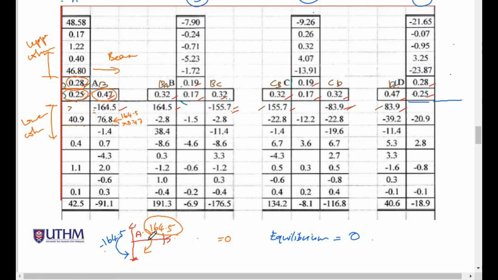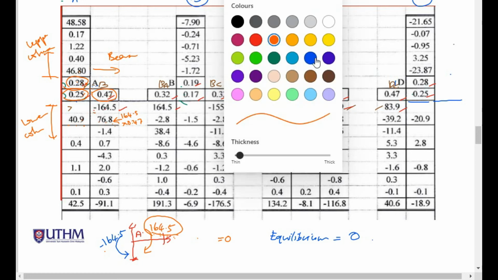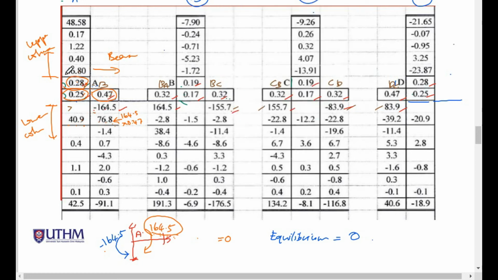Okay, so next 164.5 multiply with 0.28. Okay, we distribute this value about 46.80 to the upper column. Okay, faham ya? So to check whether the calculation is correct or not, this value, this value, and also this value, total all must equal to 0. Okay, 0.005 is okay, 0.001 is okay. Kalau 0.1 you kena lihat balik. Okay, boleh ya?